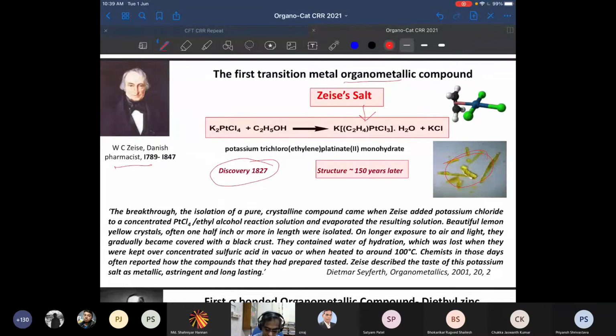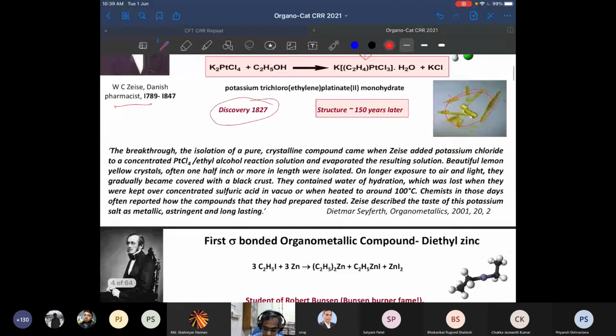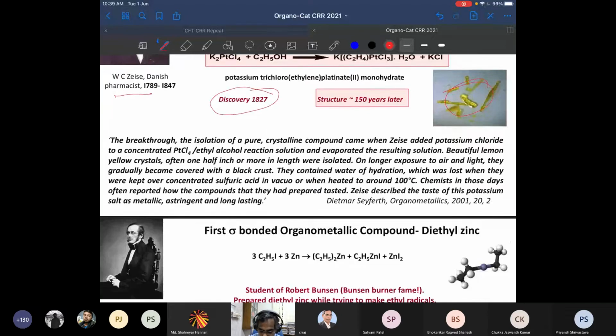150 years later. Okay. Then I briefly put the history of how it came about here. Those who are interested can go and read this, Organometallics 2001. There you will be able to see how an accidental discovery led to the establishment of a new field, that is what we call organometallic chemistry.